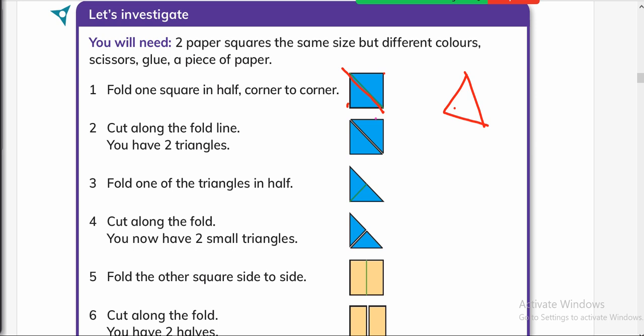Cut along the folding line. You will have two triangles. When you cut it, you will have two triangles, like we have two triangles of a sandwich. Okay, fold one of the triangles. Now from these two triangles, put one here and then fold the other triangle.